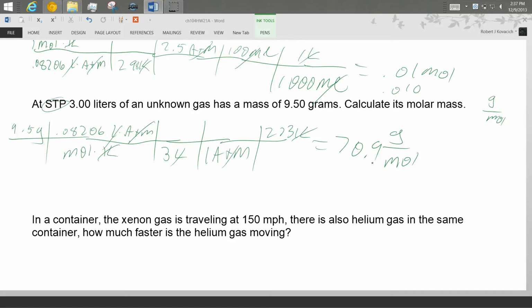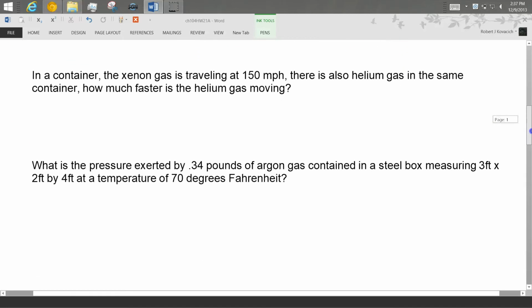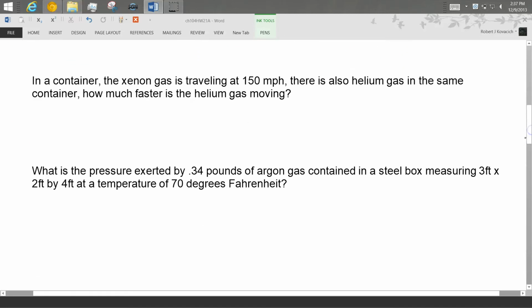All right, so I've got xenon, and it's traveling 150 miles an hour in a container, and also in that container I've got some helium. So what I want to know is how fast the helium is moving. If I'm talking about speed, this is a Graham's law problem. So I'm going to do the rate of my helium divided by the rate of my xenon. I always do the slower gas in the denominator and the faster gas in the numerator. That way I get a number greater than 1.